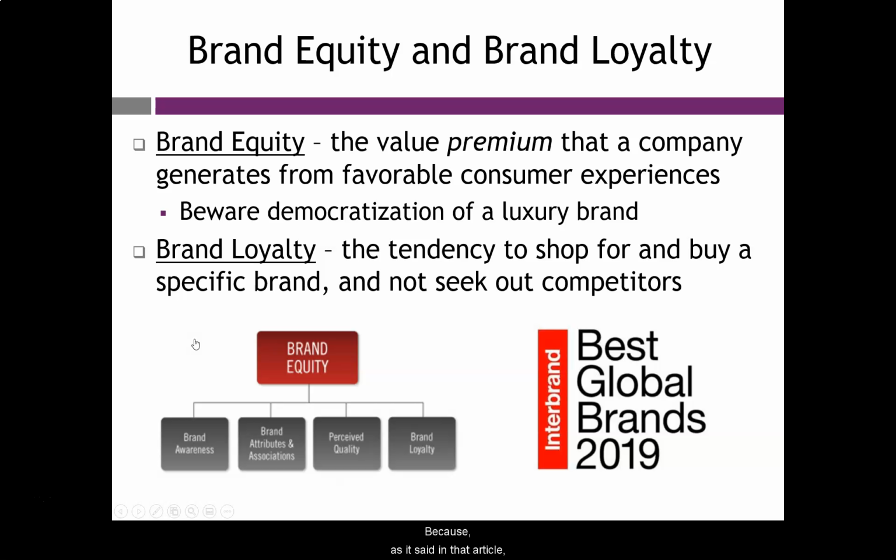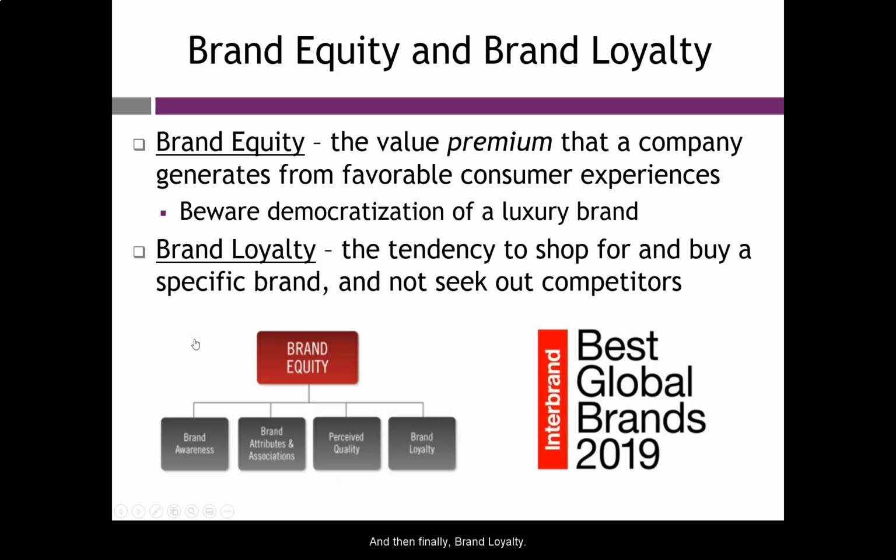Because as it said in that article, once you go mass market, it becomes very hard to go back up. And if your brand is tarnished, then people won't see it as luxury anymore. They can really just destroy the whole brand. So it's something to be careful of as marketers.